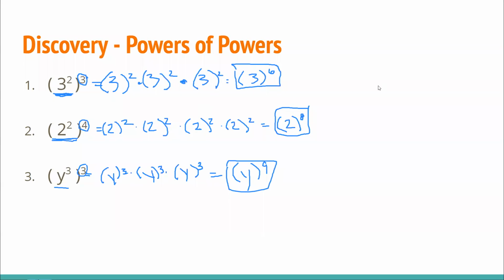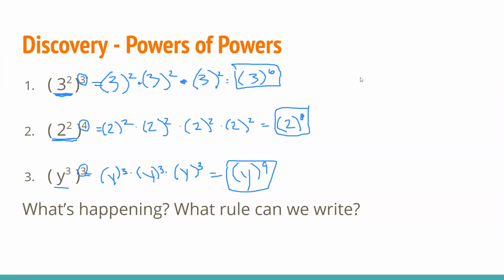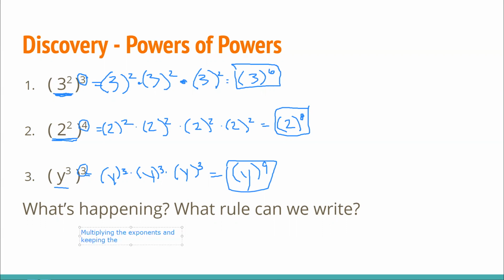Again, just like the last one, this one has a rule. So think about what's happening and what rule we can write with this one. If you notice, we are multiplying the exponents and keeping the base. So 2 times 3 gives us a 6, we keep the 3. 2 times 4 gives us an 8, we keep the 2. 3 times 3 gives us a 9, and then we keep the y.